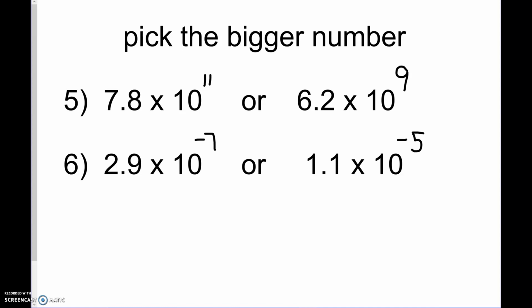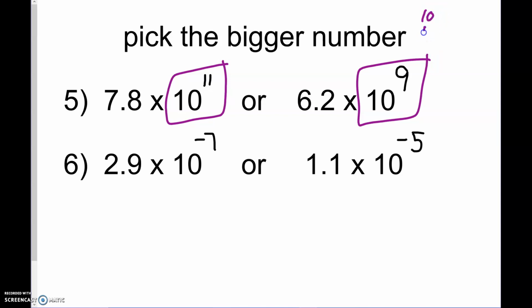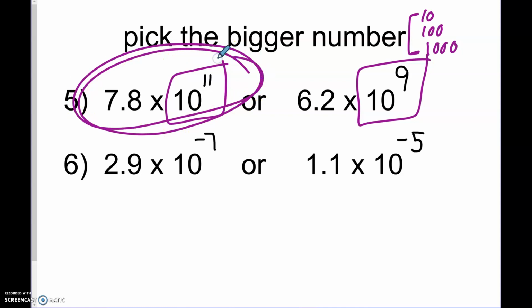Well, when we're in scientific notation, remember what we're going to start off first is comparing our exponents, because that's place values. So that's the difference between 10 or 100 or sometimes 1,000. So in this case, these are off by 2 whole place values. So it'd be like comparing a 10 and 1,000. Okay, and the bigger number is the 11. So this is your bigger number.